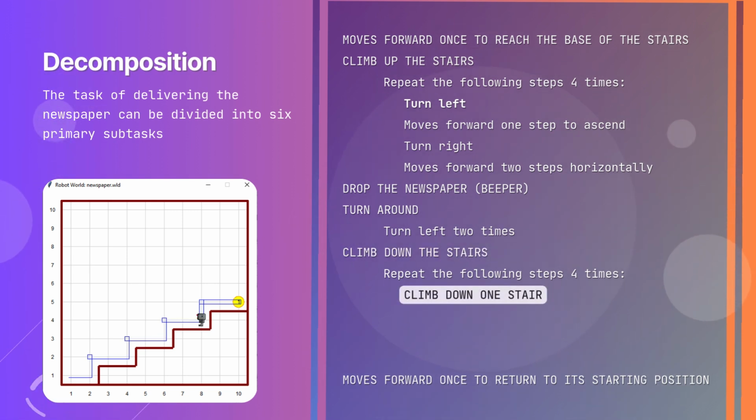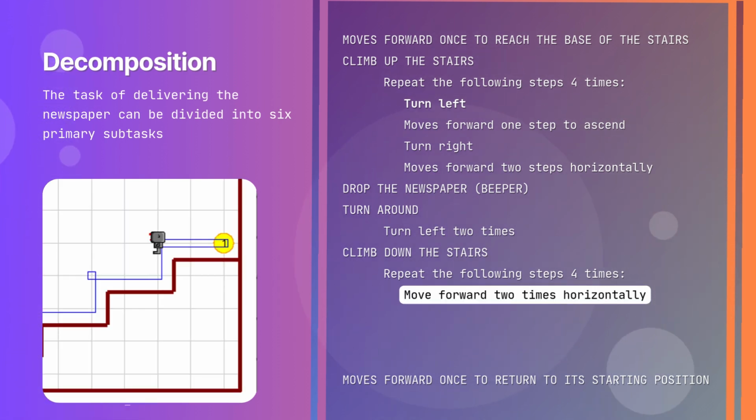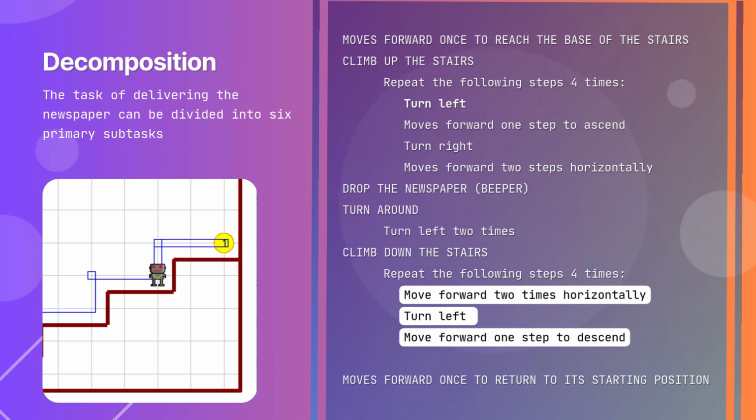But how does the robot climb down a single stair? First, it moves forward 2 steps along the horizontal edge to align with the stair's vertical side. Then, it turns to the left to face downward and moves forward 1 step to descend to the lower level.